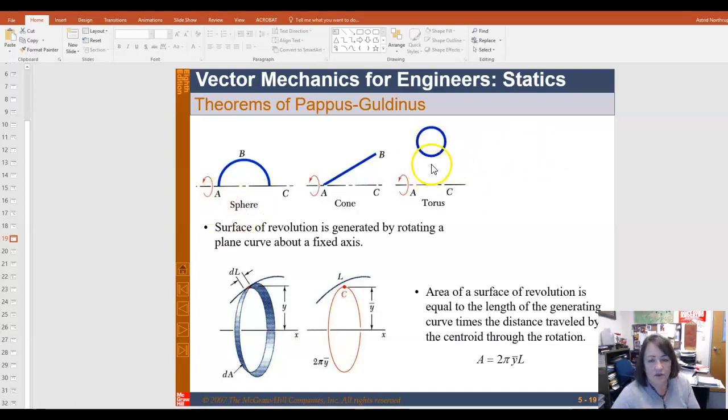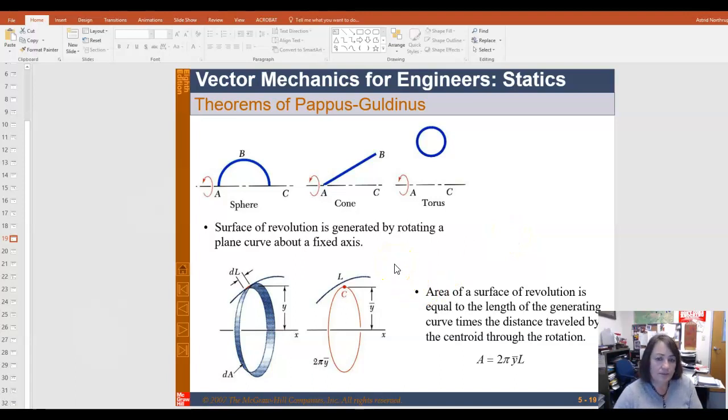And here you would get a torus. If you rotate it above AC, a torus is a donut. So what you would see is when you rotate around, you would have a tube that looked like the donut. And from here to here, and the same distance down here, you would have a hole. So these are just 3 examples of rotational areas.